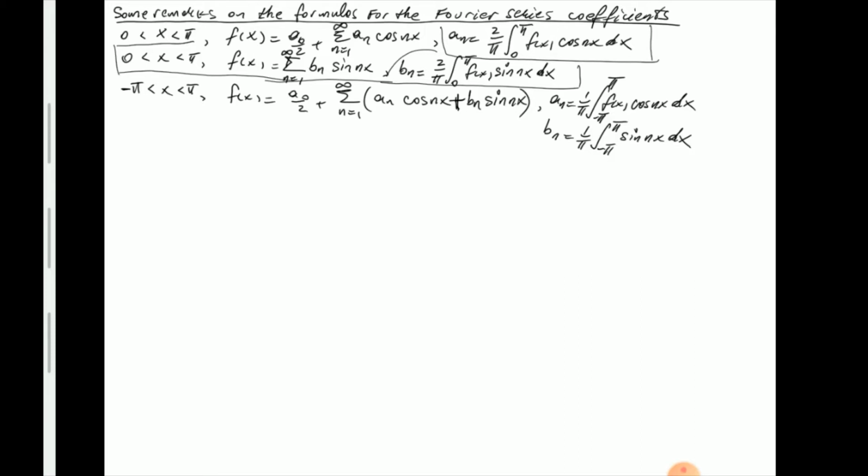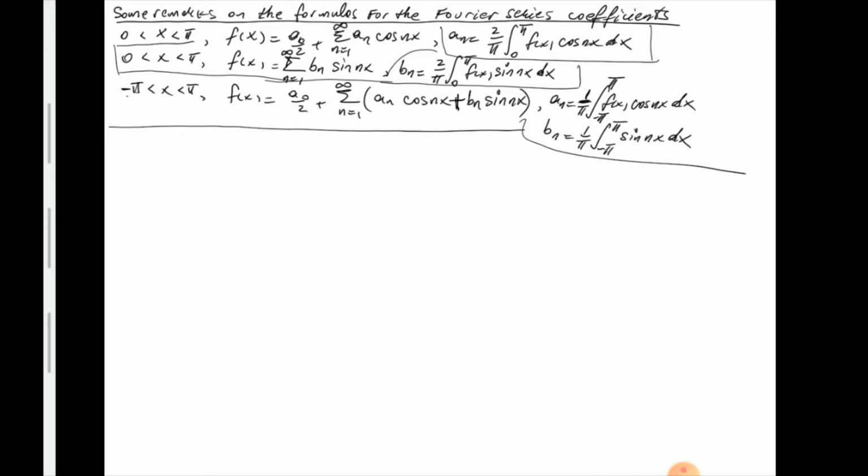And when you have a general function between minus pi and pi and you want to find its Fourier series, so a function which is neither odd nor even, you take the integral over the whole symmetric interval minus pi to pi. And the formulas for the coefficients are somewhat similar, but not exactly the same. If you notice, it's not 2 over pi, but 1 over pi and an integral from minus pi to pi. It's really no big deal, especially since in practice you don't apply this formula, you just use tables of Fourier series.